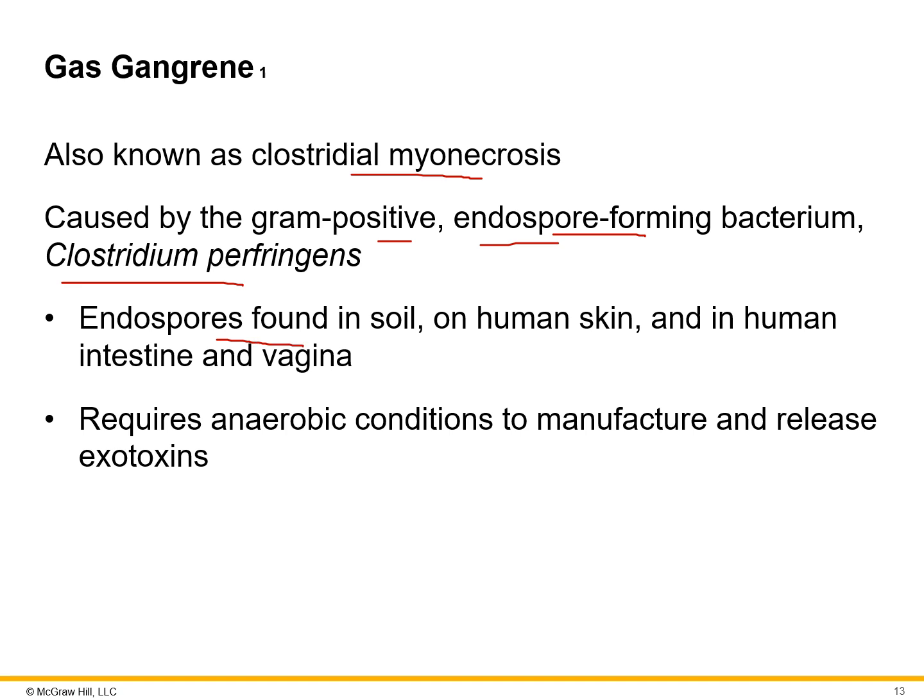So again, if you have some type of injury and it doesn't get irrigated and cleaned out well, those endospores hang out in there, and then once they're inside the body, they start to germinate and produce an infection. They're also found on skin. They can be found residing in the intestine and the vagina as well. So again, these endospores are really, really hard to treat.